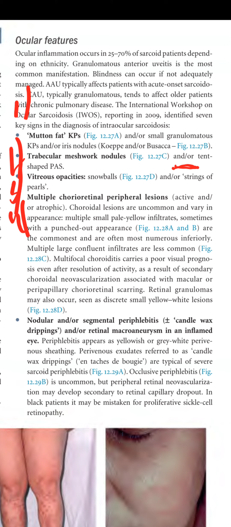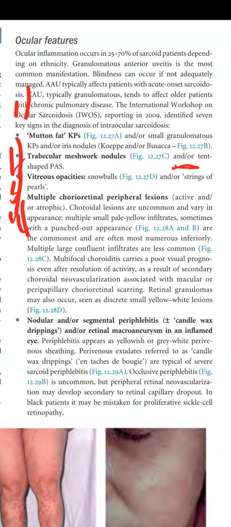So whenever there is a choroidal lesion, there is going to be the yellow, and when there is a retinal lesion, it is going to be the white. So multiple small pale yellow infiltrates, sometimes with a punched out appearance, are commonest and are found more numerous inferiorly. Multiple large confluent infiltrates are less common.